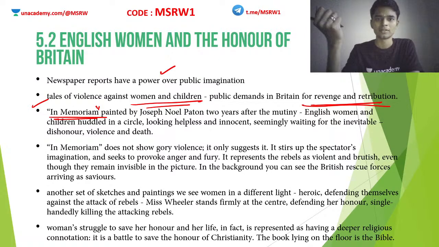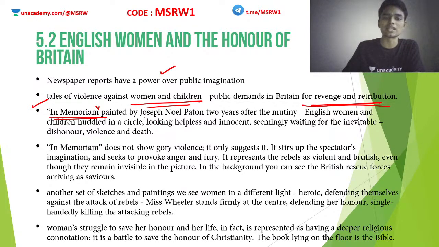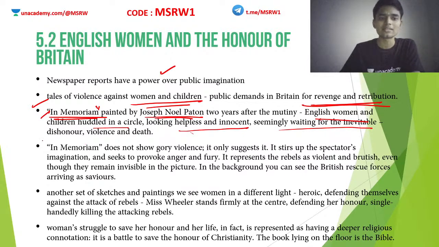This is the time when Joseph Noel Paton paints the very famous picture In Memoriam. He paints this in 1859, which is two years after the revolt. This picture shows English women and children huddled in a circle, looking helpless and innocent, seemingly waiting for the inevitable. That is the dishonor, violence and finally death. So this painting basically shows the helpless condition of British women and children who were waiting for the inevitable, dishonor, violence and death. These things are going to happen to them and they are helpless and sitting there. This is the painting In Memoriam.